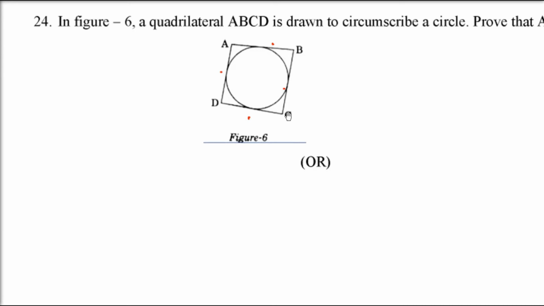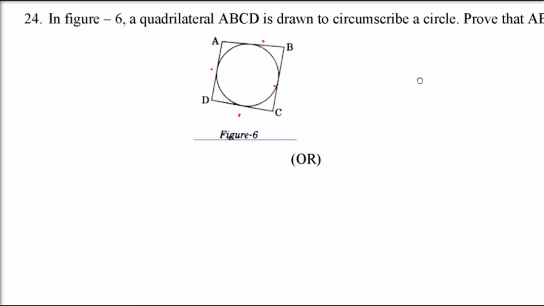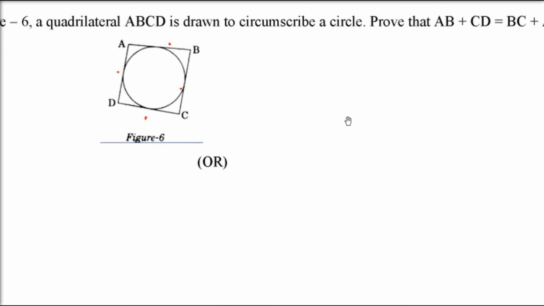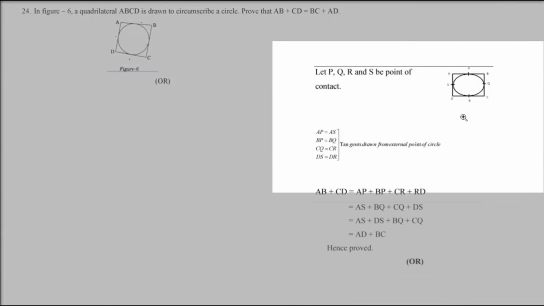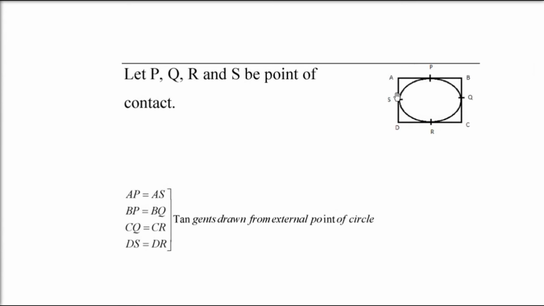So I'll mark these points and then show you how these are equal, and then we'll add them and get the result. Here we have marked the points. Let me enlarge it and show you. The points are S, P, R and Q. You can take any alphabet you want. Now here you see AP equals AS. From A, two tangents are drawn, AS and AP, so AS and AP are equal.